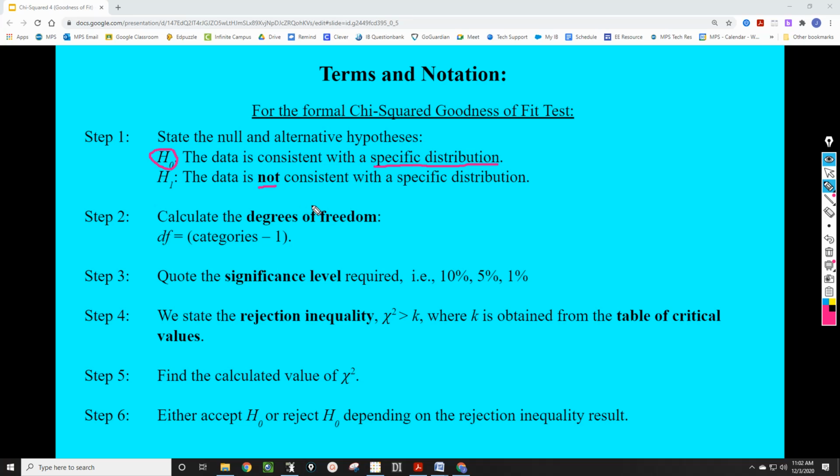To get our degrees of freedom, this is also a little different from the chi-squared test for independence. All we do is say how many different options or categories within our variable that we have and simply subtract 1 from that.